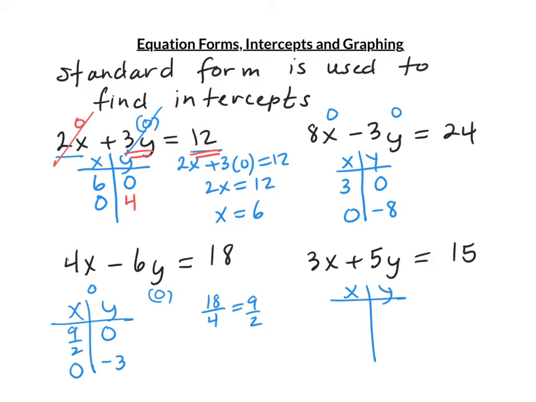One more time. I'll put in 0 for y. 5 times 0 is 0. 3x is 15, so x is 5. I'll put in x is 0. 3 times 0 is 0. 5y equals 15 is my equation. Divide by 5, and y is 3. So we'll put an equation in standard form whenever we're finding intercepts. It's also a really quick way to get 2 points to make a graph of a line.